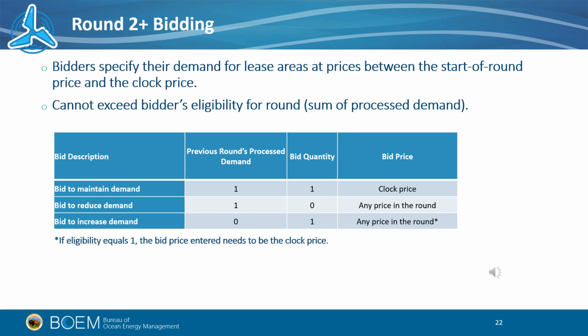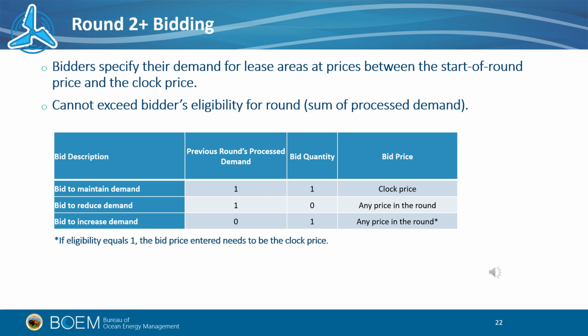This section will discuss bidding and bid processing for rounds after Round 1. Starting in Round 2, each lease area is associated with a range of prices for the round. The start of round price is the lowest price in the range and is equal to the posted price of the previous round. The clock price is the highest price in the range and is set by BOEM before the round. A bidder cannot exceed its eligibility, which is based on the previous round's activity, meaning the total number of lease areas where the bidder's process demand equals 1.